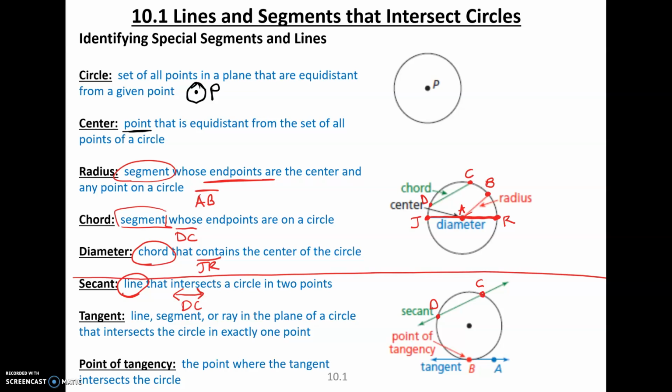Then you have your tangent, which is a line, segment, or ray. So this one, remember, is the one with the arrows. This one has no arrows, and then your ray is the one with a single arrow when you do your notation. And it intersects the circle at exactly one point. So remember, this one's always on the outside of the circle. It's only going to intersect once. And then that one place where it intersects is called your point of tangency. So my point of tangency for this example is B.